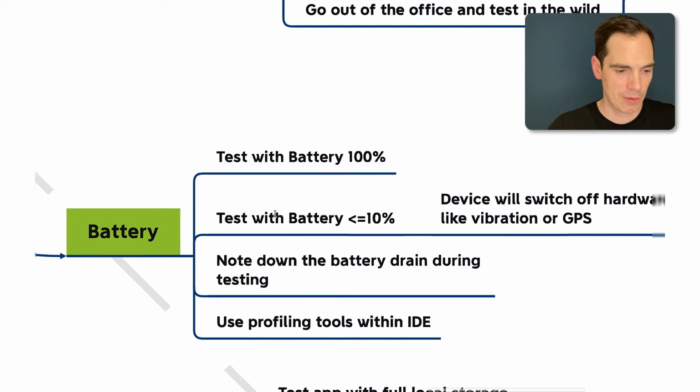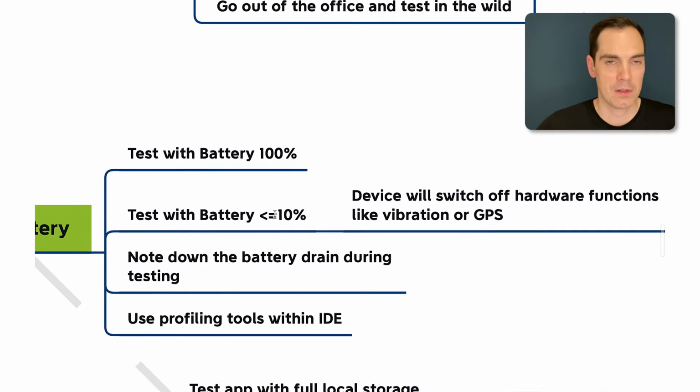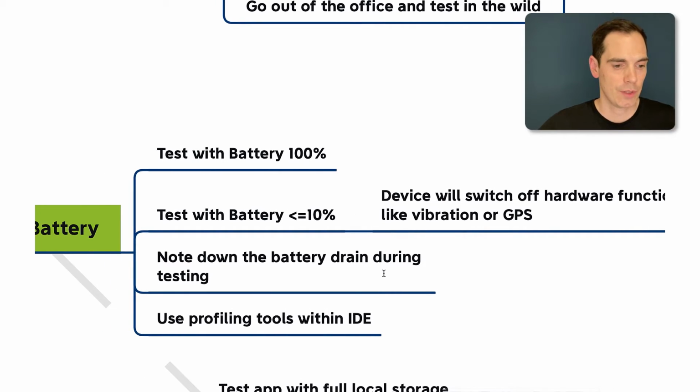So what's next? The battery. What's needed? You should keep in mind when we're talking about battery. Yeah, you should test with a battery at 100%, right? So just have your test devices charged. It's pretty helpful, but nothing should happen. Everything should work. The fun part starts when you have a low battery. So for example, something below 10%, because most of the devices switch off hardware functionality like vibration, GPS. They trim down the display, not resolution, but brightness. And this might have an impact on your app. And this is something you should test.